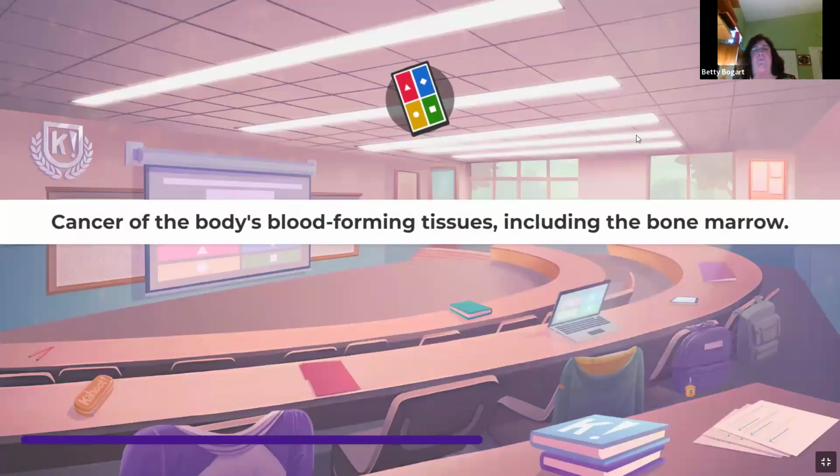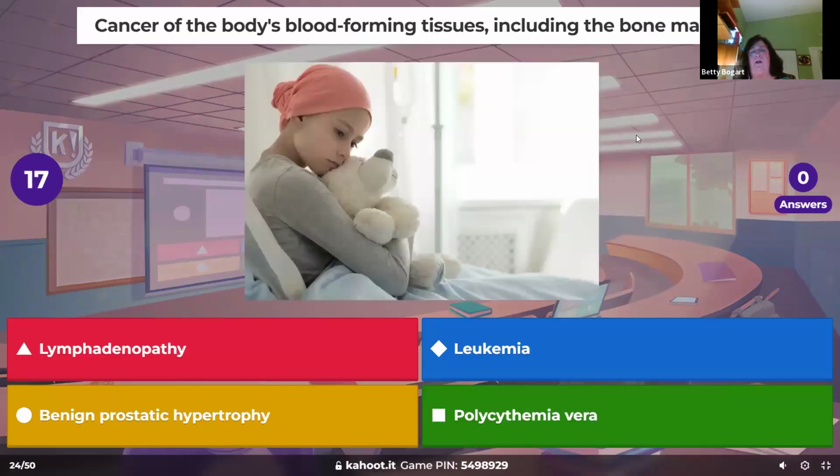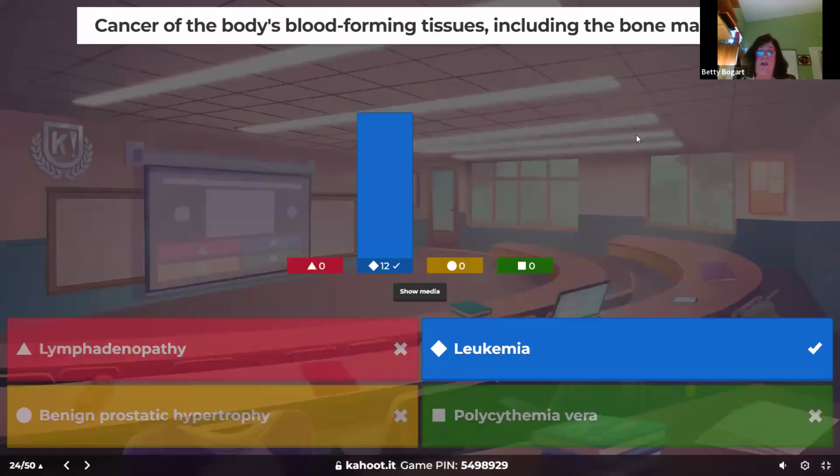Cancer of the body's blood-forming tissues, including the bone marrow, is called what? And that's leukemia. Very good.